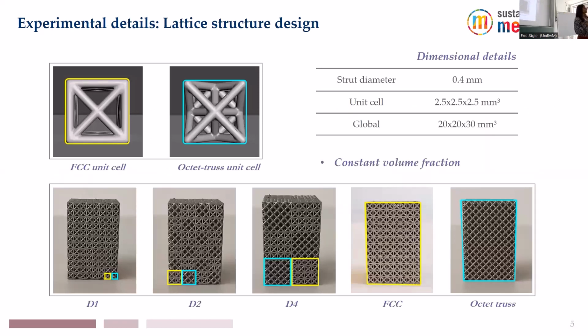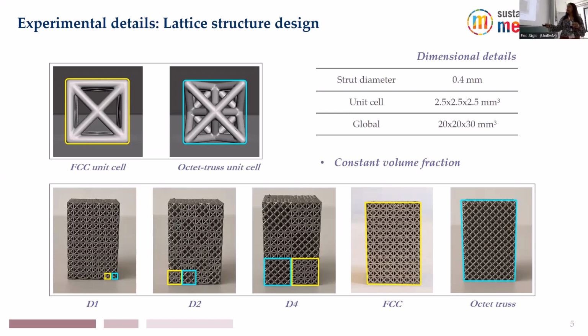Now that we had set our objectives, we went on to design the lattice structures. We decided on 3 different designs. You can see D1, D2, and D4. These two are the unit cells of FCC and octet. Let me first describe these to you. In D1, one unit cell of octet is stacked right behind one unit cell of FCC. So this is 1 octet, 1 FCC, 1 octet, 1 FCC. We named it D1.